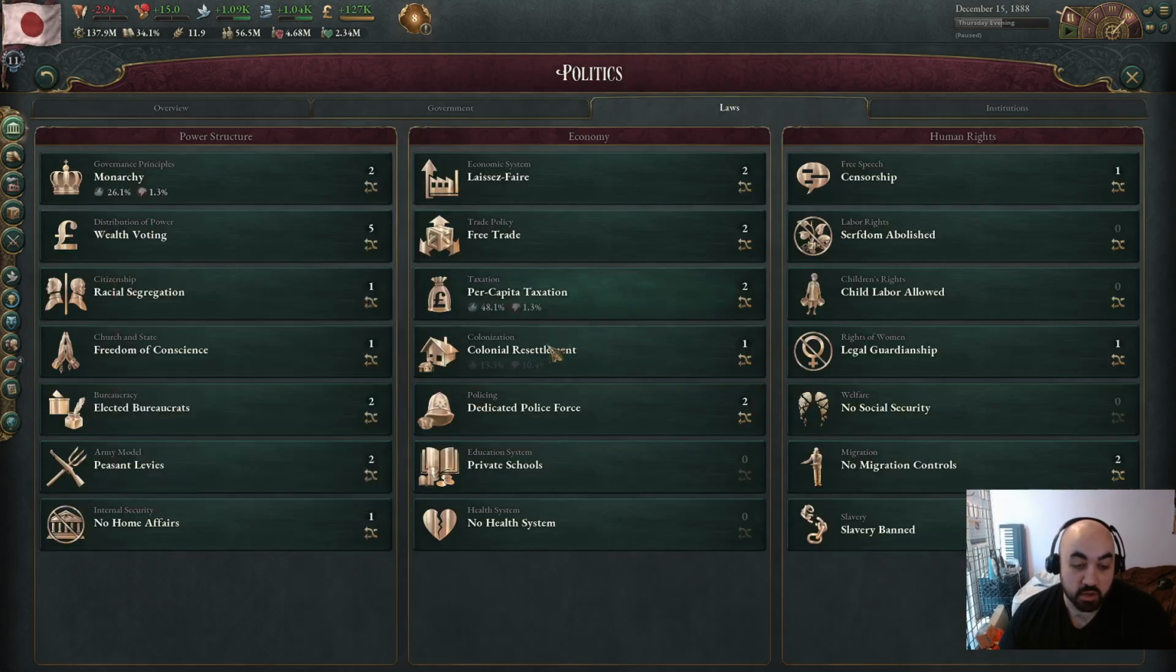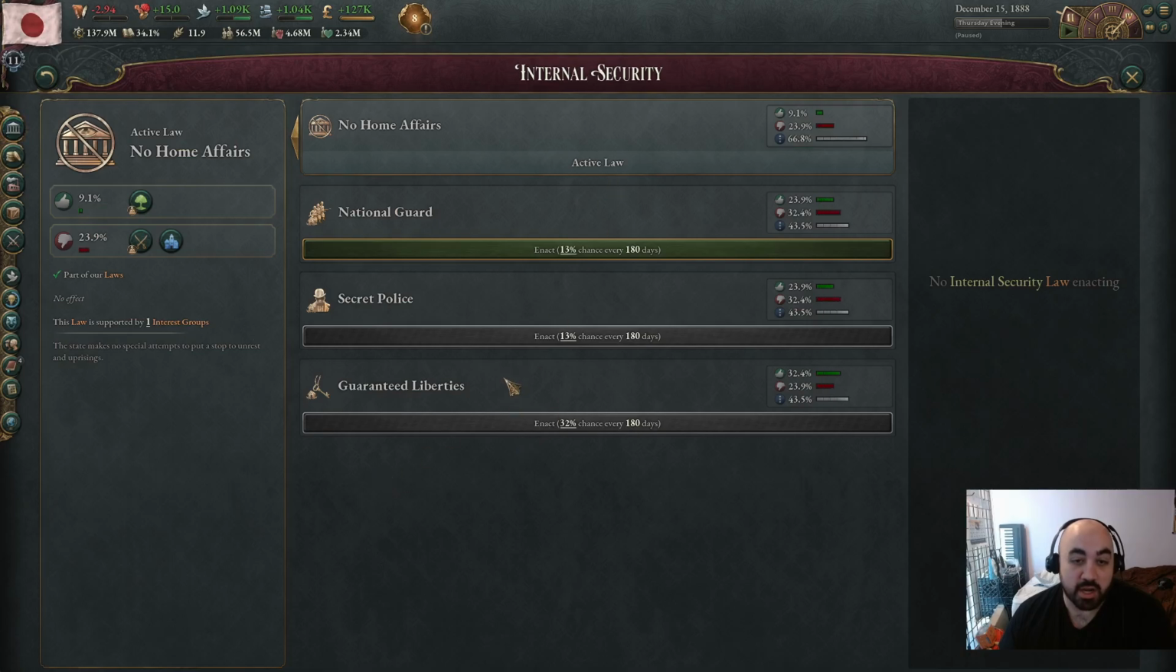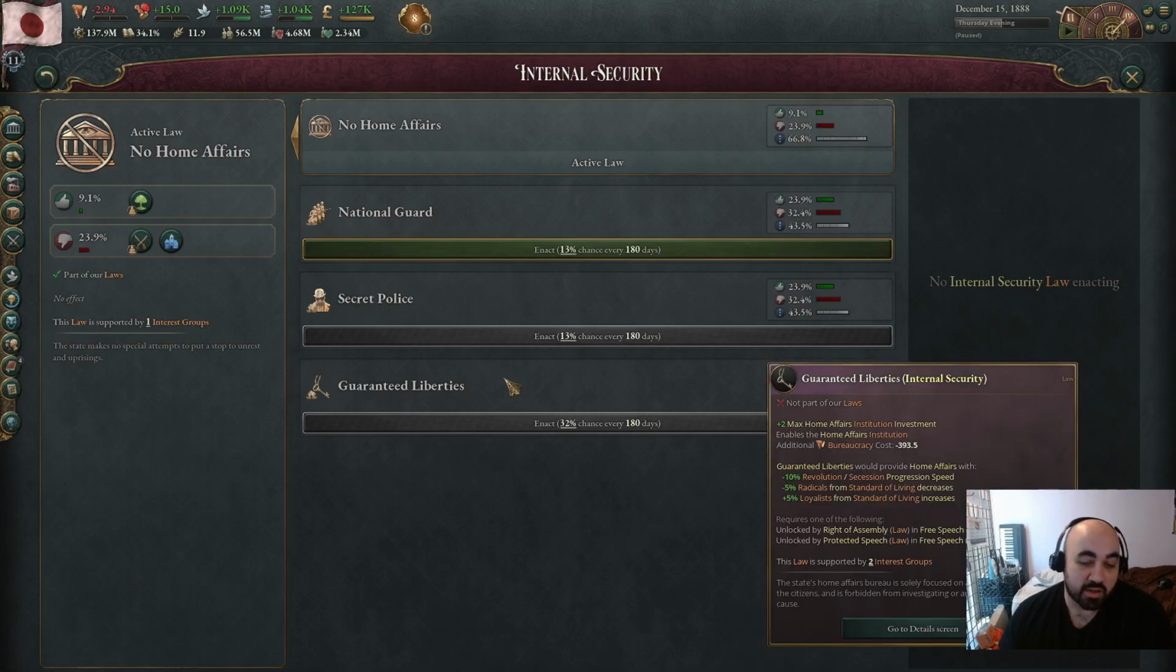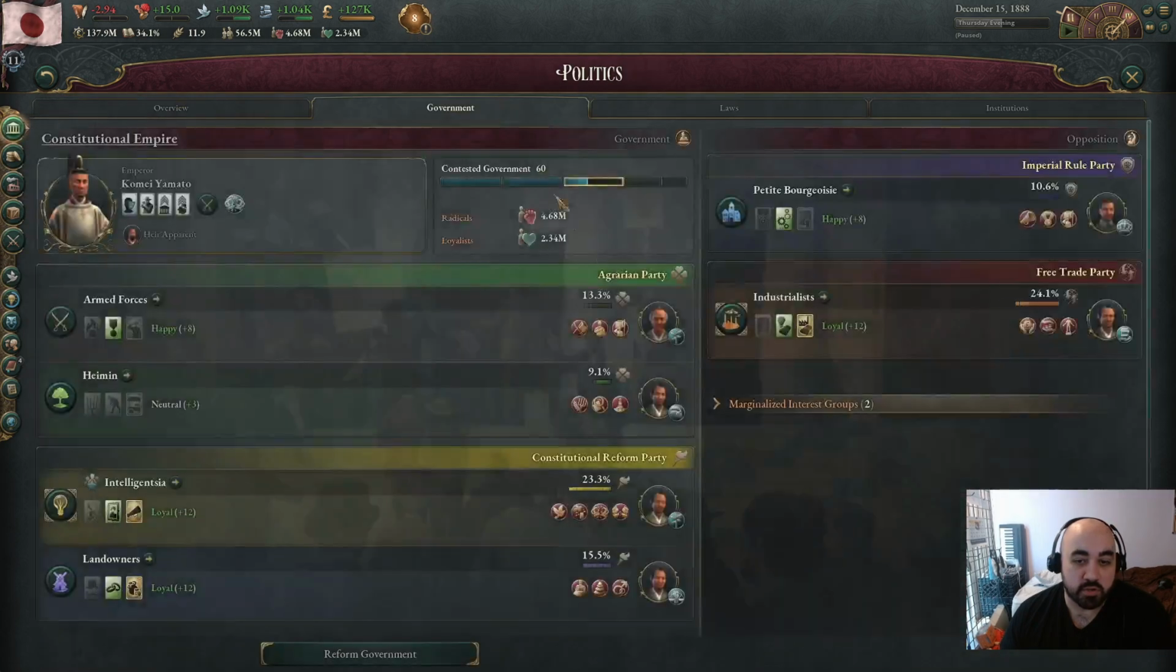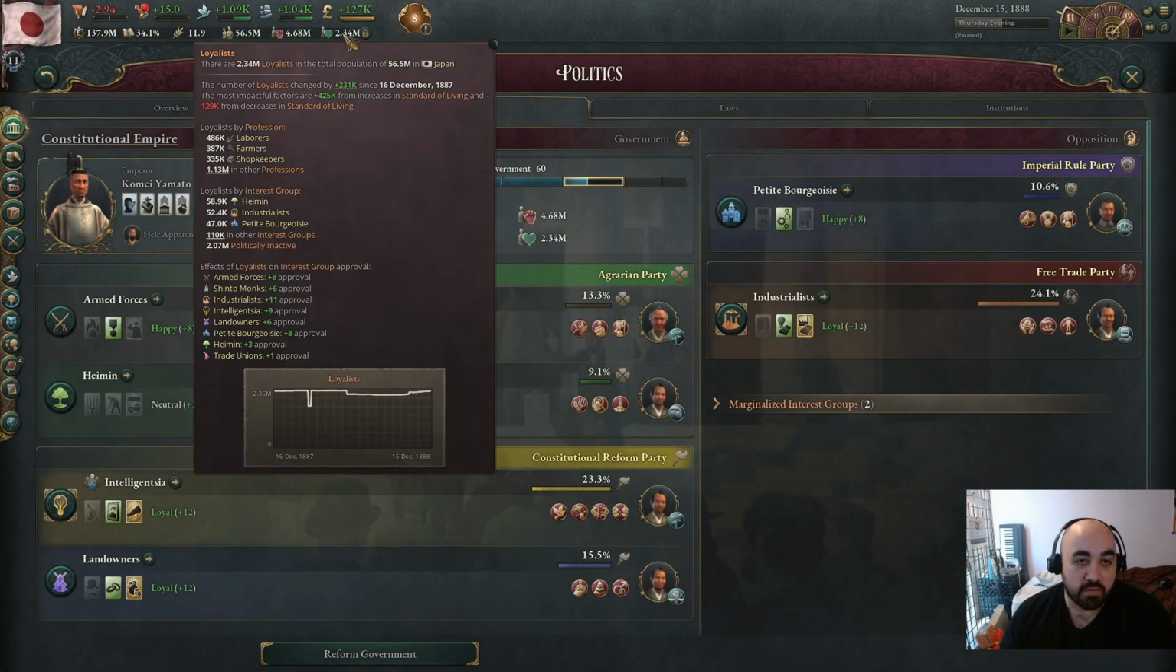Next up, we have internal security, in particular talking about guaranteed liberties. These are in the correct locations, which is a bit nicer. Which is going to give you radicals and loyalist juice. It's going to give it based on the level. This institution is extremely good for harvesting bonuses from your interest groups, because if you have a ton of loyalists, you will get a bunch of approval juice based on the proportion of loyalists that you have.